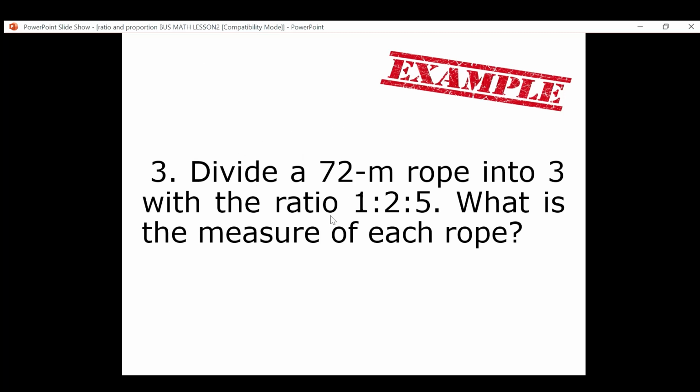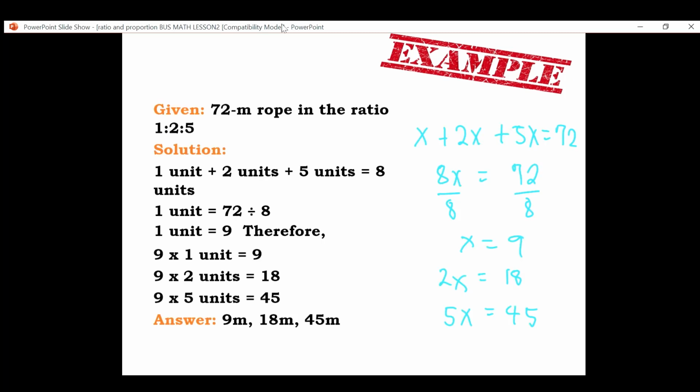Okay, so can you try this, class? Divide a 72-meter rope into 3. The ratio is 1:2:5. What is the measure of each rope? Okay, have you tried answering it?